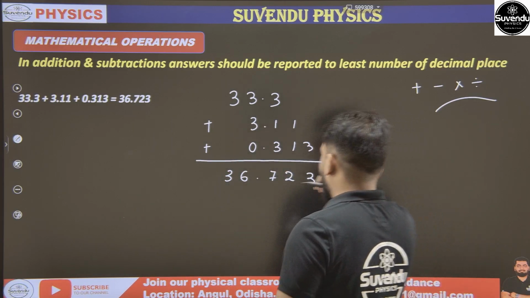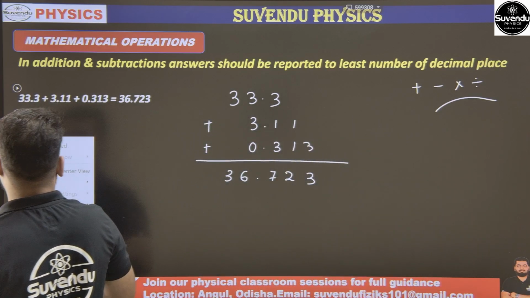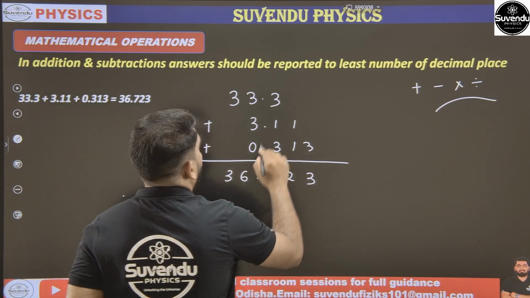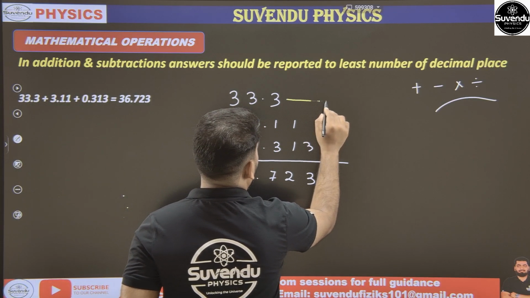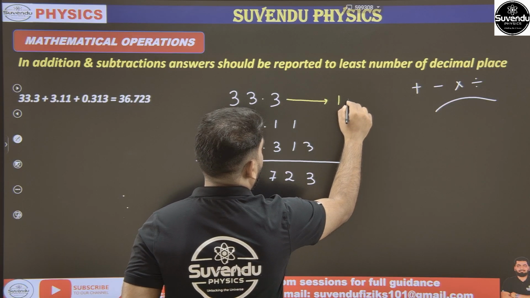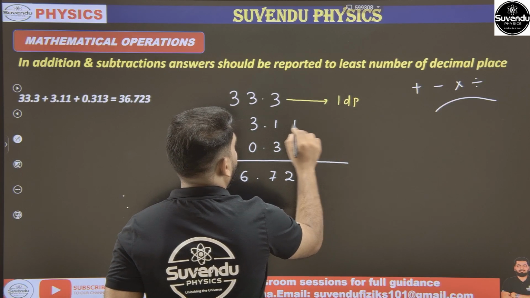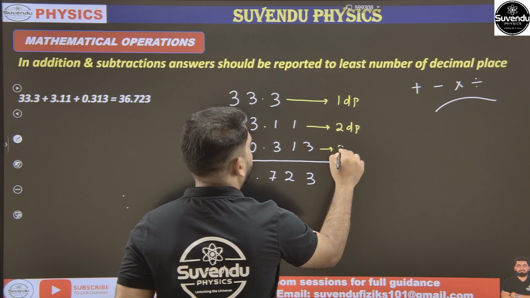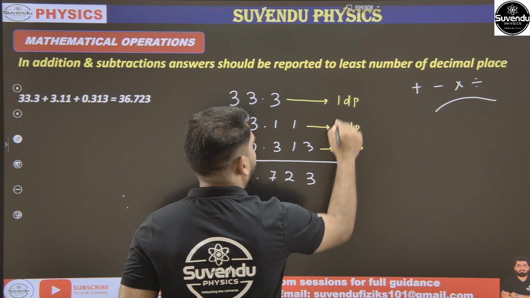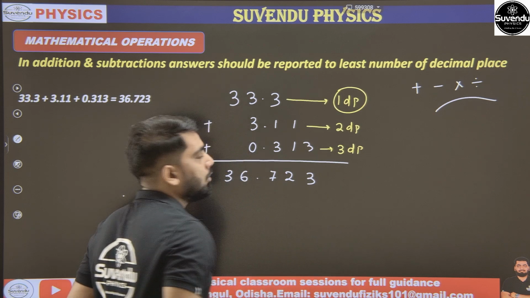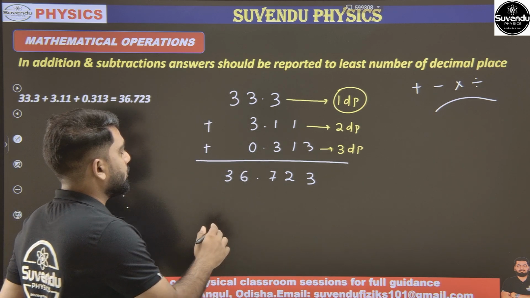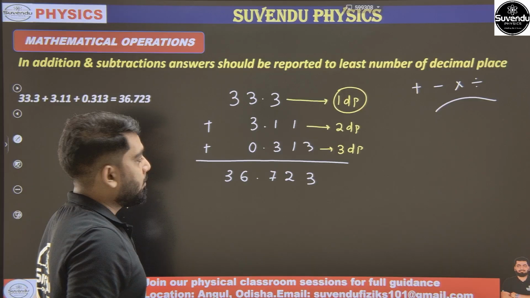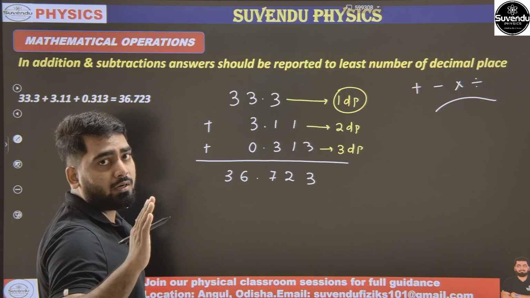So as for the given question, now see here decimal के बाद 1 place available है, 1 digit, 1 decimal place. यहाँ पे 2 decimal places आते हैं और यहाँ पे 3 decimal places. So answer should be reported to least number of decimal places. That means we have to round off the answer up to 1 DP, least decimal places, that is 1 decimal place.